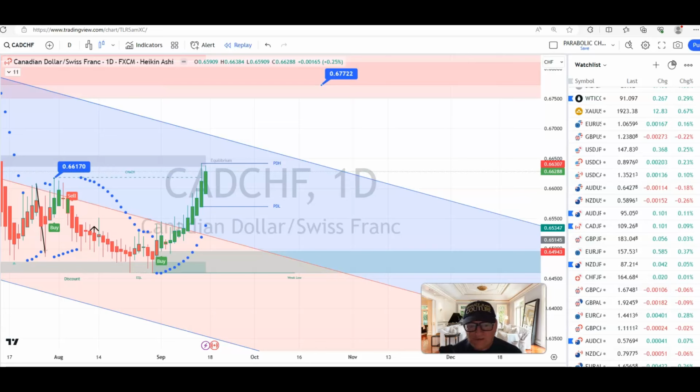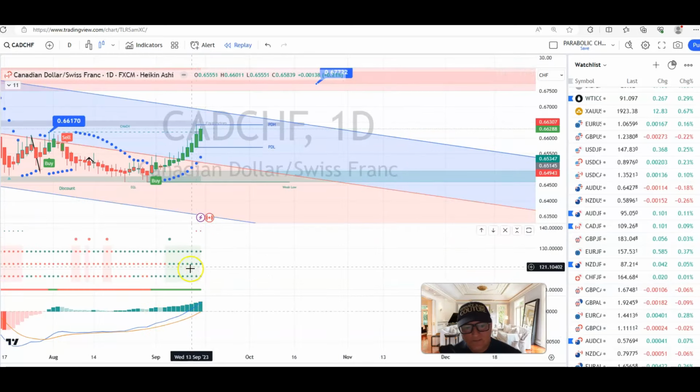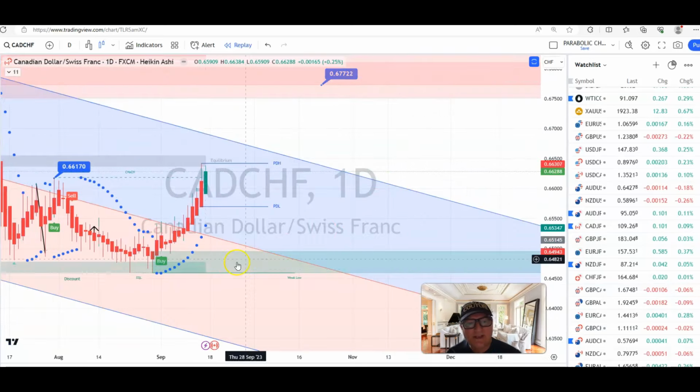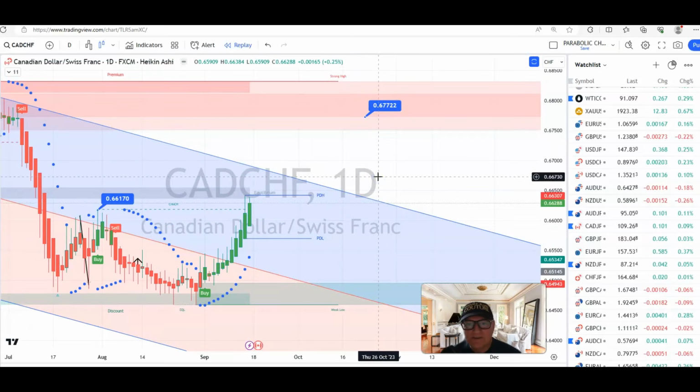But nonetheless, the final chart is the Canadian Swiss. Parabolic to the upside. Buyers are in. Just put your stop down here and then move your stop. Takes 10 minutes a day. Come back from work and just move your stop. Lock in your profits. Target for this week, 67.72. A nice move coming up on the Canadian Swiss.